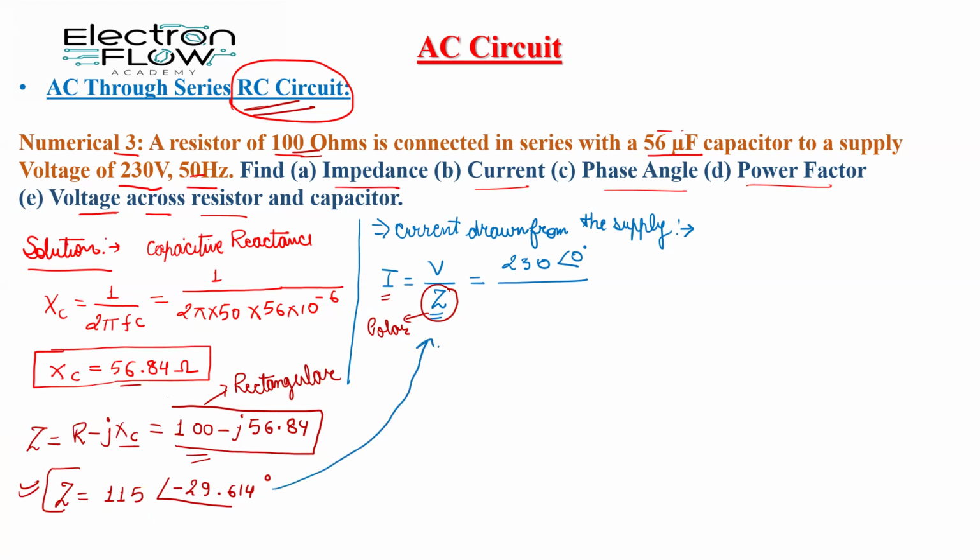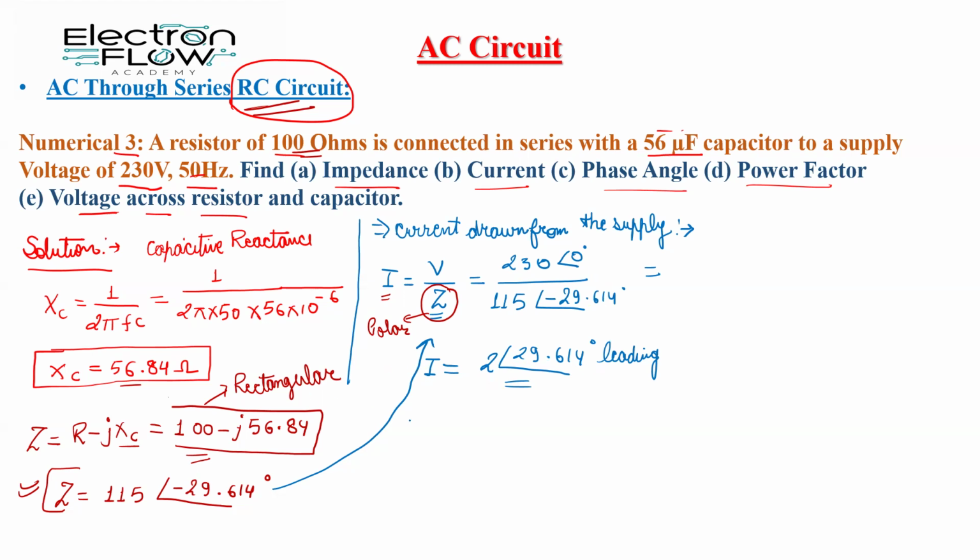So let's put this value here: 230 at an angle of 0 degree divided by 115 at an angle of minus 29.614 degree. After solving this, I get the current equal to 2 at an angle of 29.614 degree, which is leading. This means the current is leading the voltage by 29.614 degree.